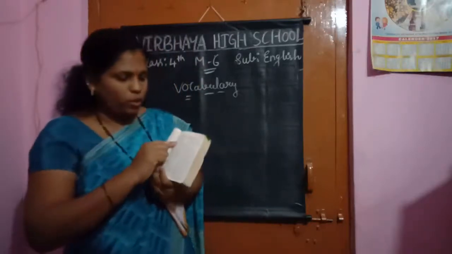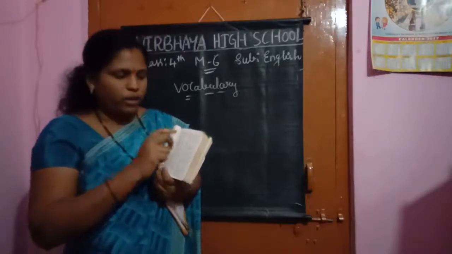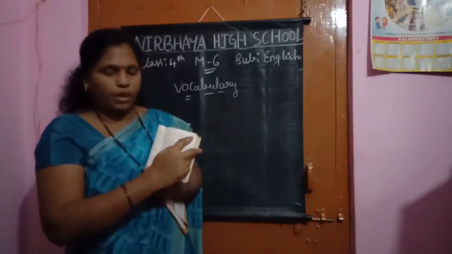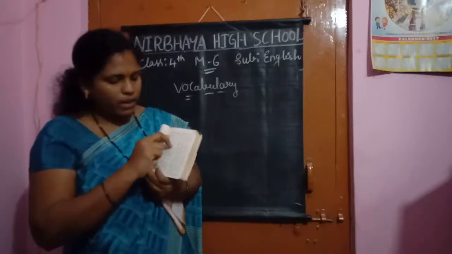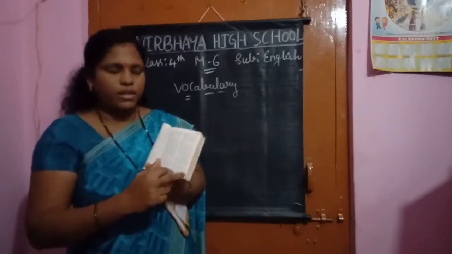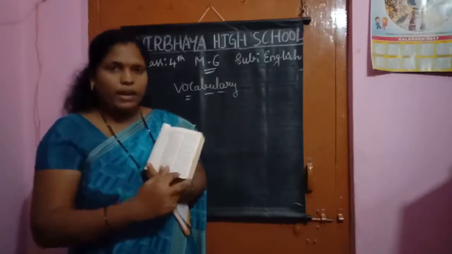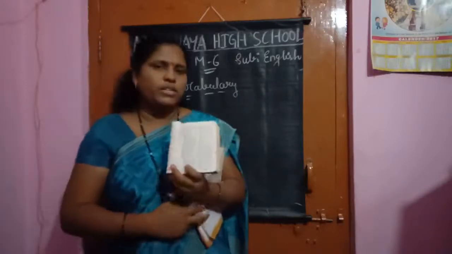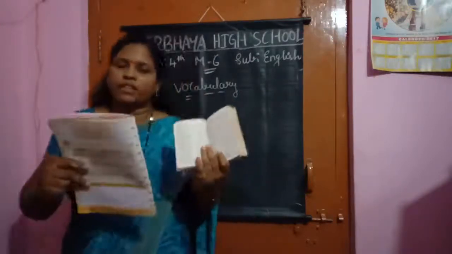Now, if you want to find out any word, you should check the title, and you can search here for the bold words. Okay, children. And you can see the meaning of that word. Understood, children? I hope everyone has a dictionary.